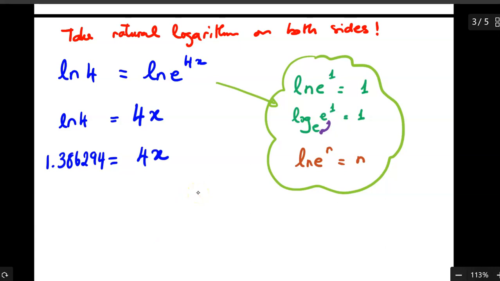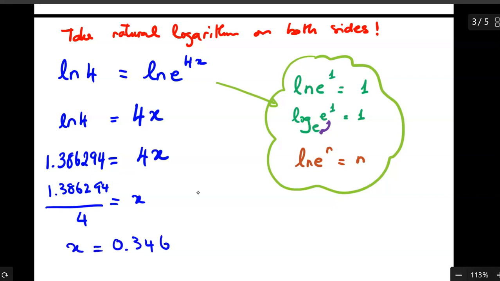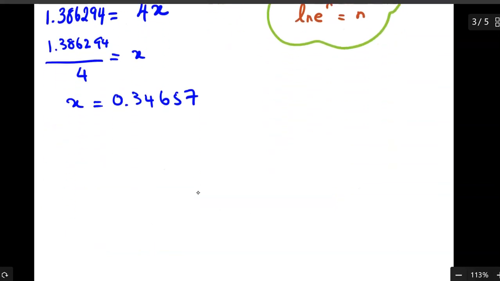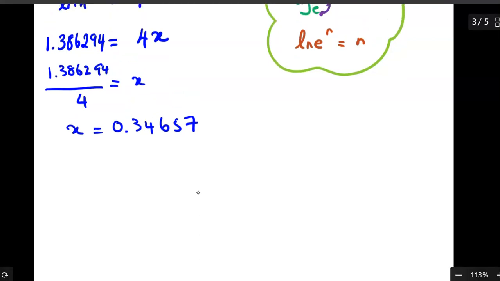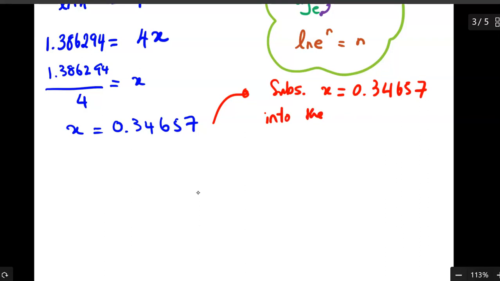So then x will be equal to this number divided by 4. So then x will be equal to 0.34657. Okay, having x equal to this number, your next step is to substitute x equal to 0.34657 into the original equation.